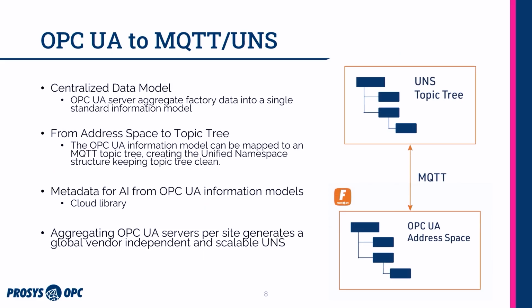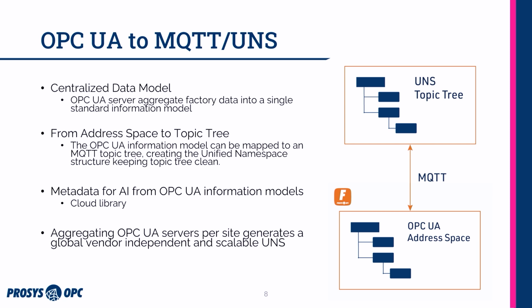Our approach is to combine these two technologies. So we believe that the best UNS is built in a way that you have one aggregating OPC UA server on your site, which is built using standard models like the CESMII Smart Manufacturing Profiles and using a standard ISA-95 structure. Then you just publish this OPC UA address space to an MQTT broker, using the address space as the topic tree structure.